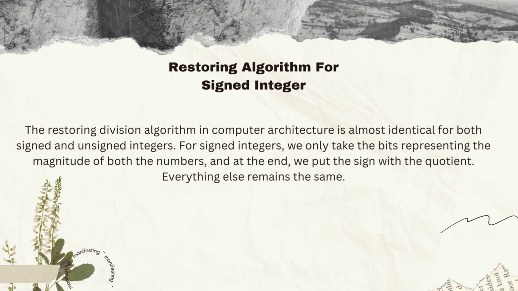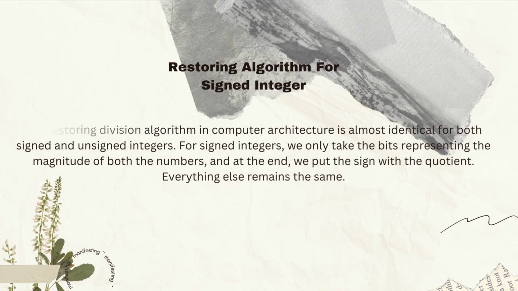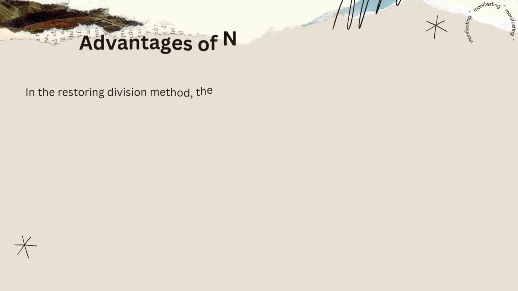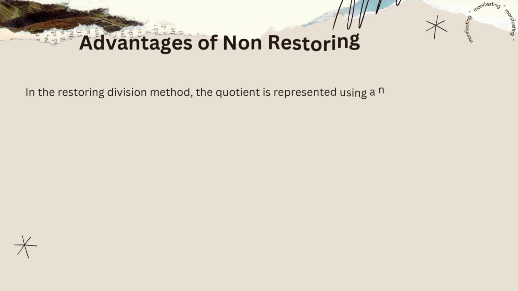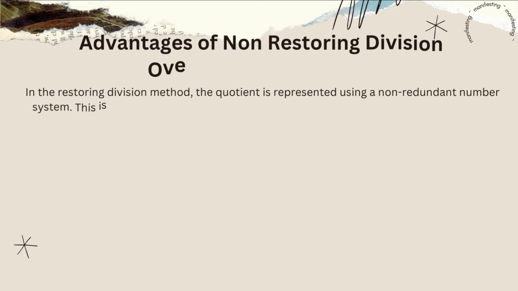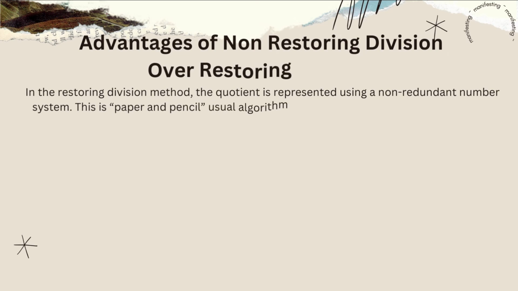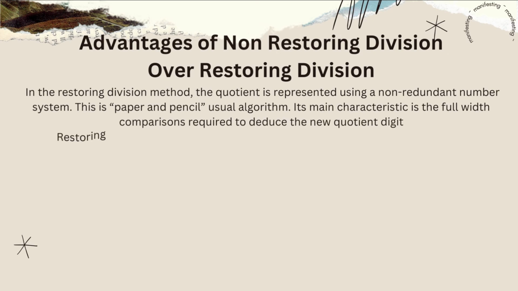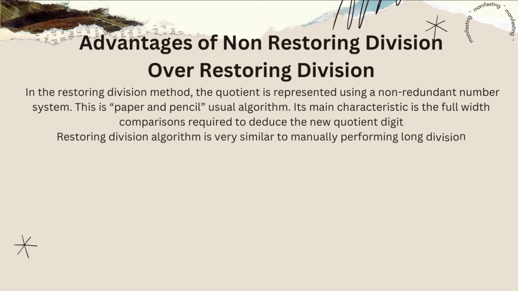The advantages of non-restoring division over the restoring division are as follows. In the restoring division method, the quotient is represented using a non-reduction number system. This is the usual paper and pencil algorithm. Its main characteristic is the full bit comparison required to reduce the new quotient digit. The restoring division algorithm is very similar to manually performing long division.